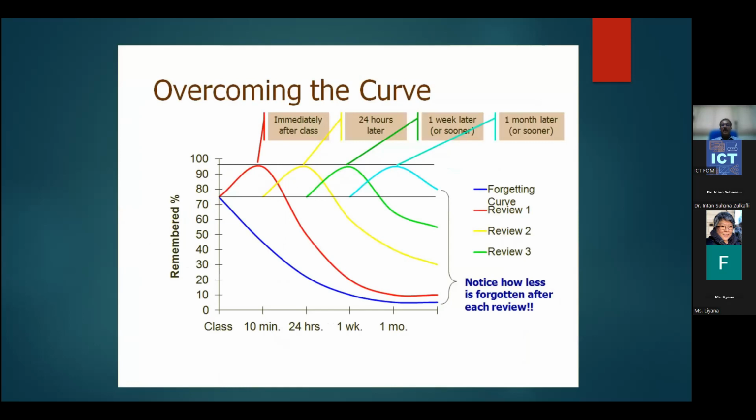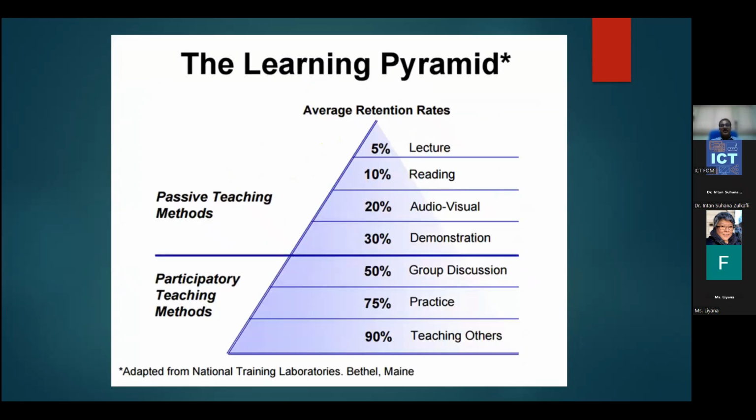And this is why we always insist, we tell the students, please read before they come for the lecture, and please go back and read again and to review as well.